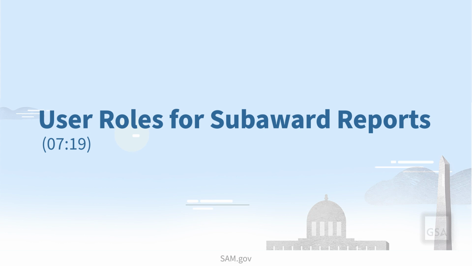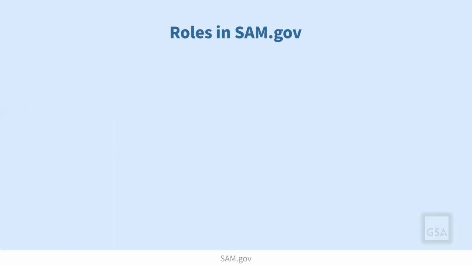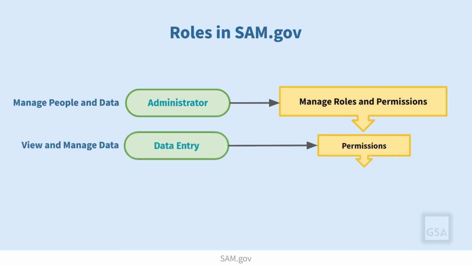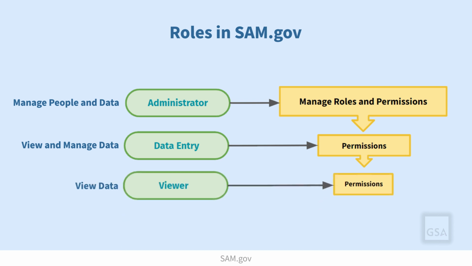To work with subaward reports in SAM.gov, you need both a role and a specific permission in the entity reporting domain. You will need either the data entry role or the administrator role. Let's talk about these roles and their permissions for a minute.